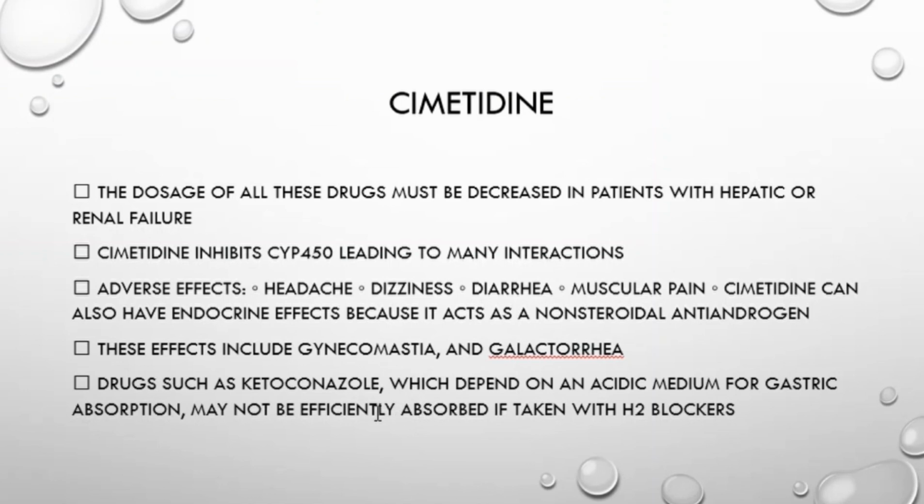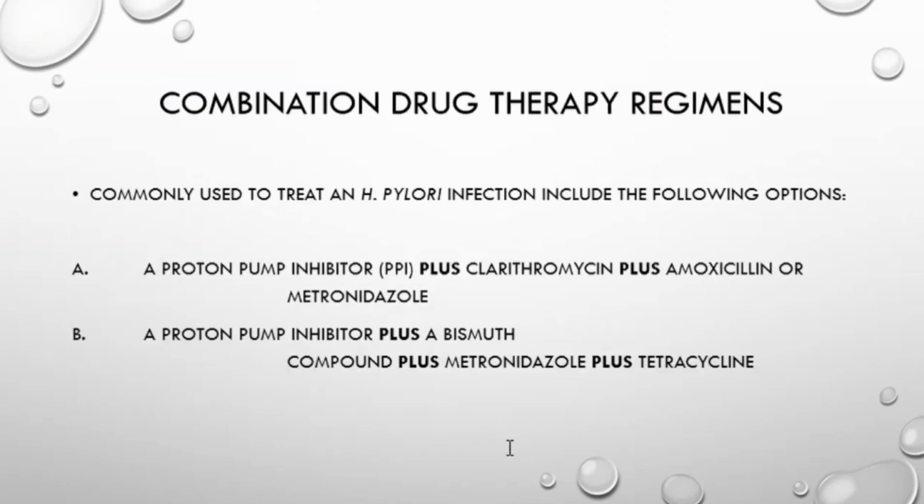Drugs such as ketoconazole, which depend on an acidic medium for gastric absorption, may not be absorbed efficiently when taken with H2 blockers. For the combination drug therapy regimen, the common treatments for Helicobacter pylori infection include the following two options. We have a proton pump inhibitor, the PPI, plus clarithromycin plus amoxicillin or metronidazole.